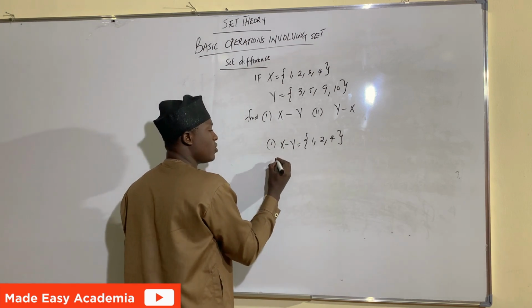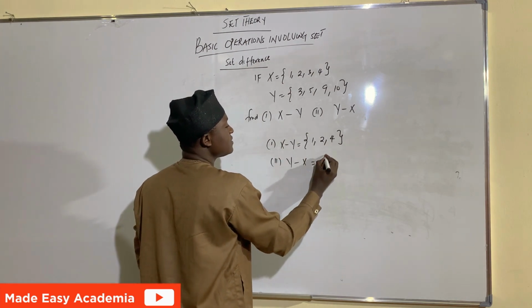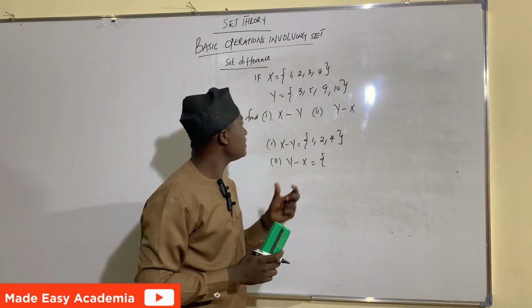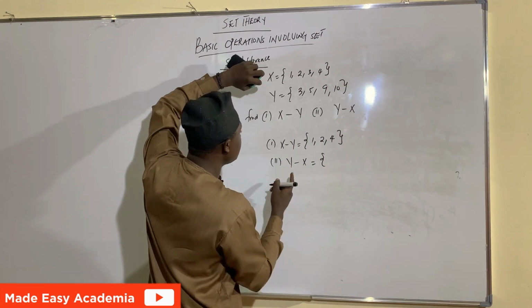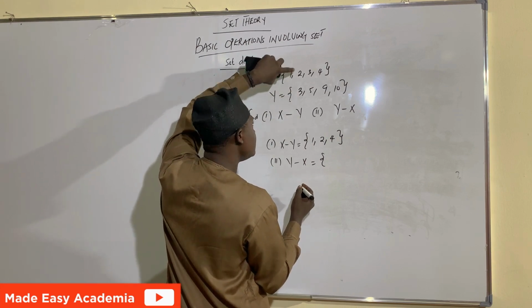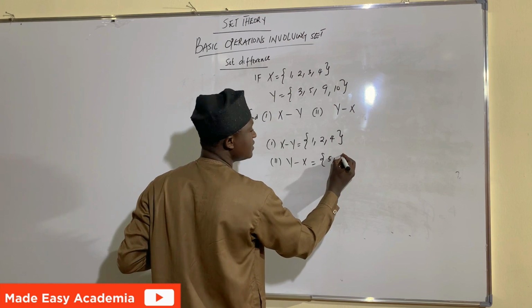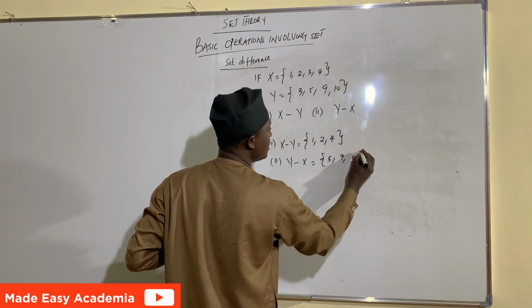If I want to find the second one now, that is the element we have in y but not in x. If I check inside y, we have 3, there's 3 here. We have 5, but there's no 5 here. We have 9, there's no 9 in the other one, and there's no 10.